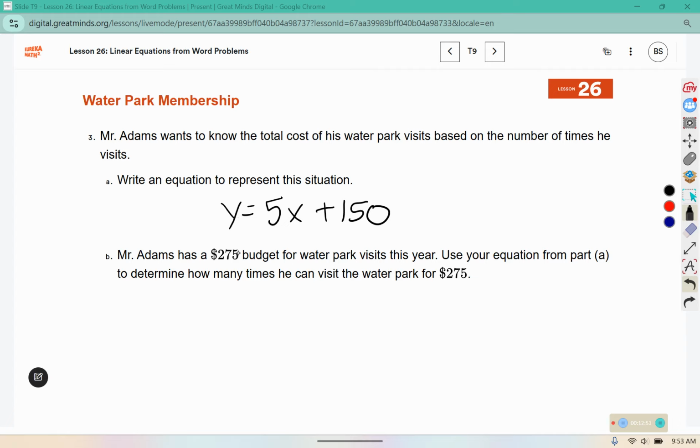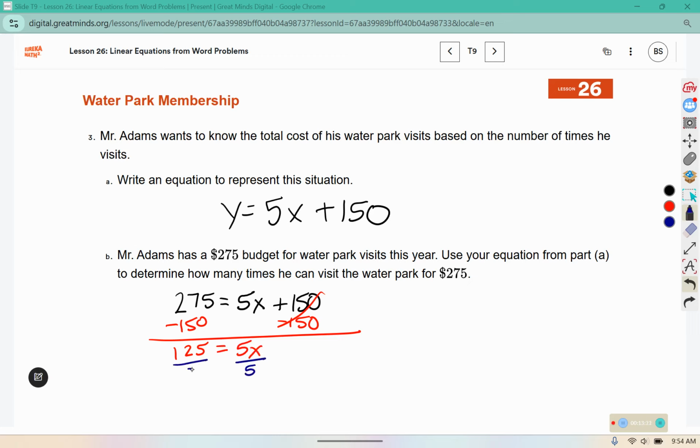B. Mr. Adams has a $275 budget for the water park visits this year. Use your equation from part A to determine how many times he can visit the water park for $275. Again, Y represented the cost, so we need to put the 275 in the Y position. We're going to solve it for X. Divide both sides by 5, and X equals 25, which means that he can visit the water park 25 times.